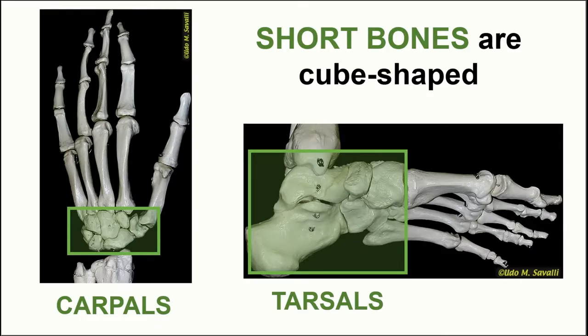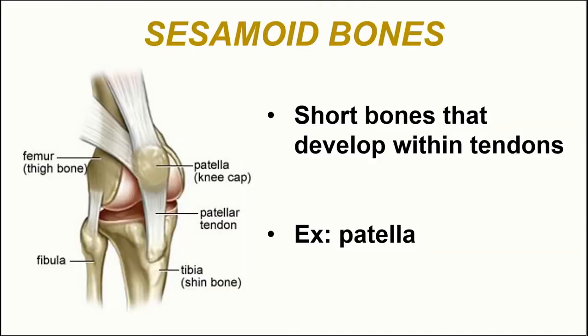So let's take a look at short bones and what those are. Short bones are bones that are roughly cube shaped. That is, they're approximately equal in all dimensions. Most short bones are actually confined to the wrists and the ankles. Collectively the wrist bones are known as the carpals. Collectively the bones of the ankle are known as the tarsals. And so these are generally where the short bones are found in the human skeleton.